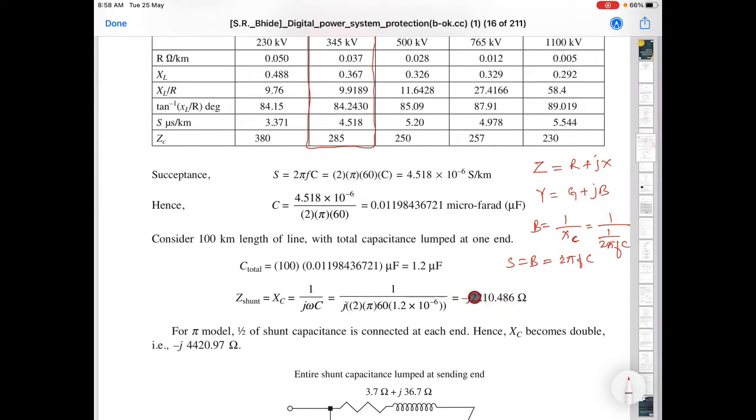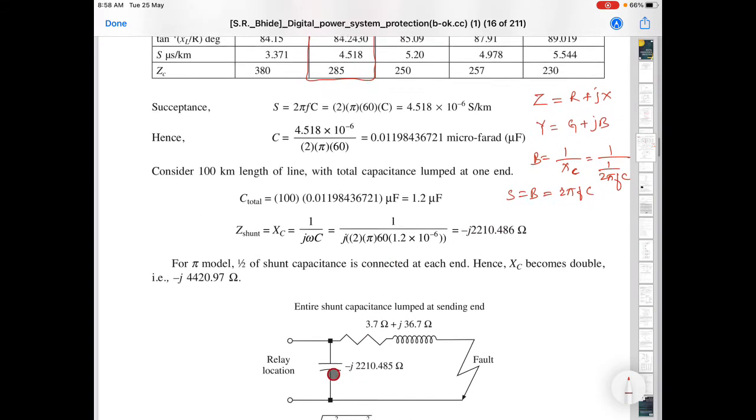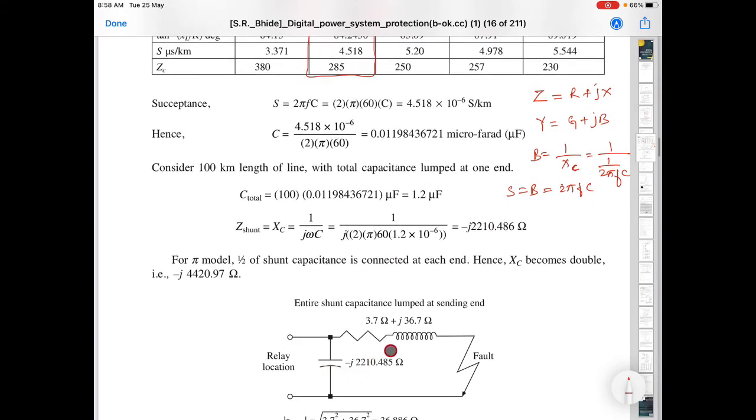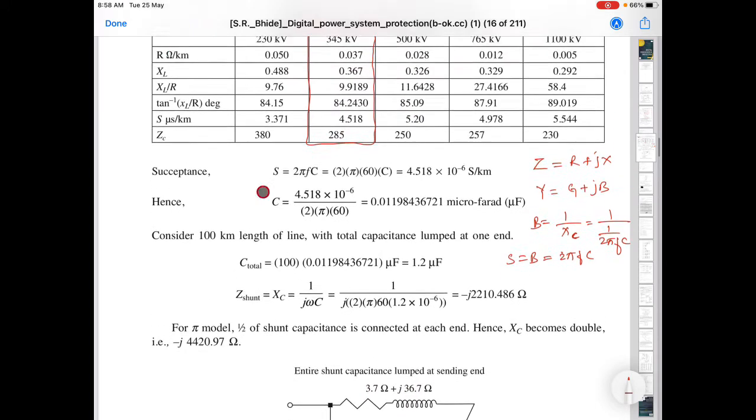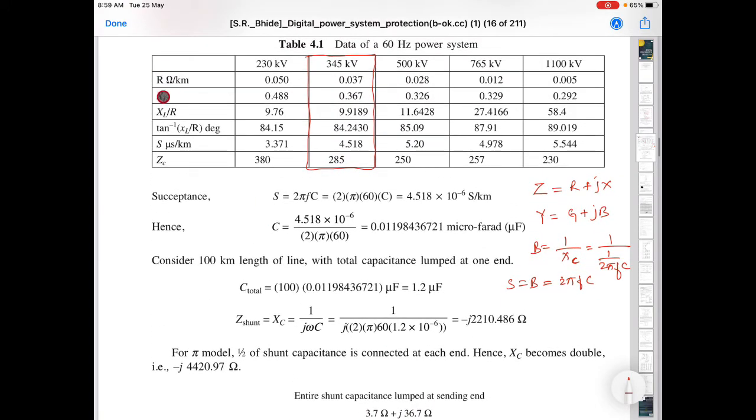Yes. So problem is simple actually, but the data will be given. You will have to know the flow, okay, know the flow. Yes. So this is the Z shunt. So that Z shunt is this. Now what is there in series? R plus Jx. So R is there, X is there.